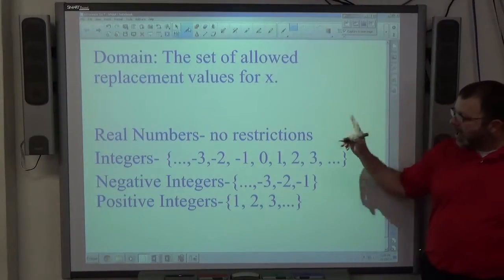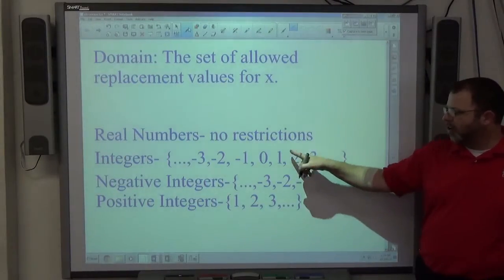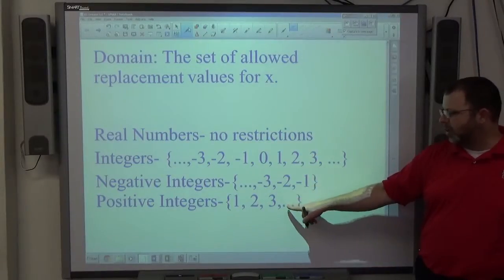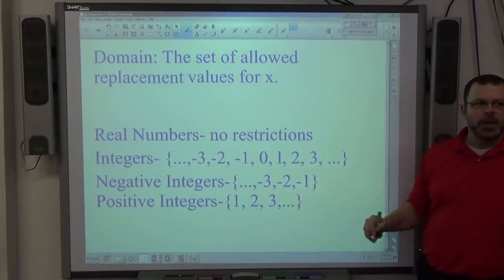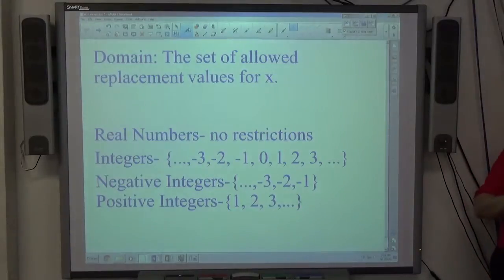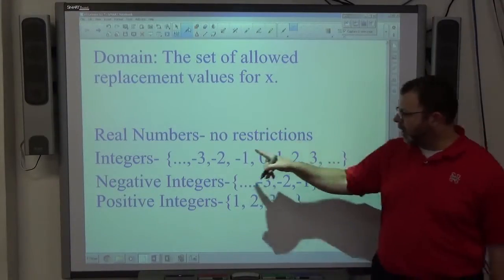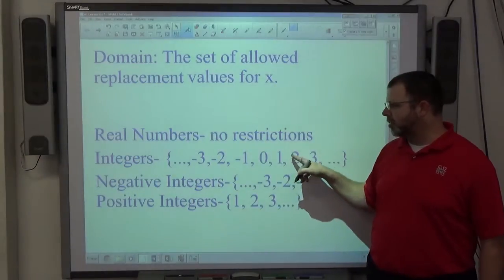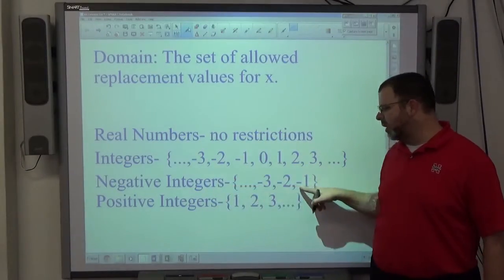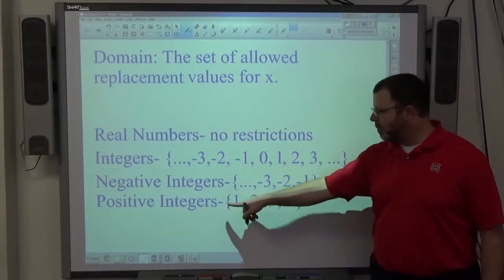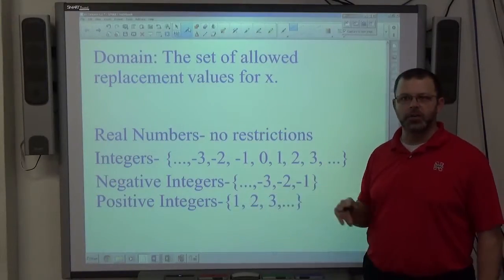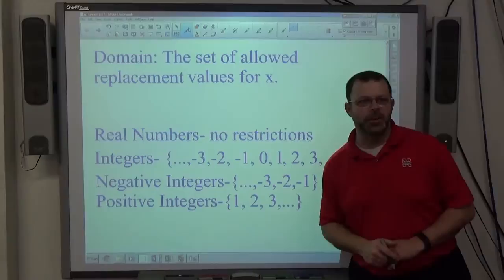All right? If they start dealing with integers, or negative integers only, or positive integers only, now you're throwing out all the fractions and decimals, and you're only dealing with whole number structures. Again, integers include negative, 0, and positive. Negative integers only include negative numbers, do not include 0. Positive integers also do not include 0. They include 1 through infinity, no fractions or decimals.